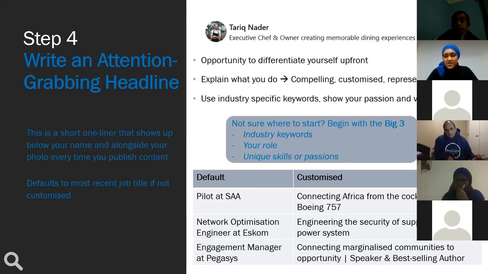Connecting Africa also shows a role, right? You're showing that you are actually flying internationally and not just within the same country. Otherwise, you wouldn't be connecting Africa. So yes, it's a short thing, and the big three are 3 actual things that you need to fit into like 100 characters. The maximum is 120 characters, but it can be done.